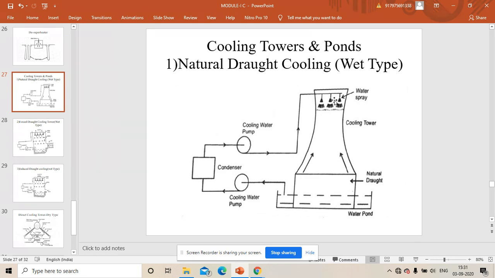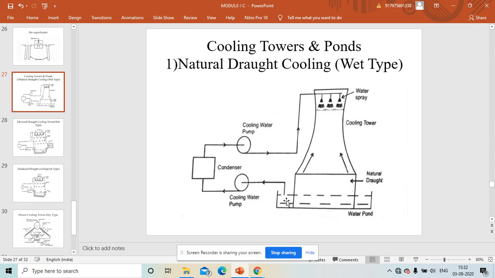And it is a direct type. They call it wet type because it is a direct type heat exchanger. Both the fluids directly come in contact with each other for the exchange of heat, so that's why it's called direct type, or wet type, or a mixed type heat exchanger. The whole thing is happening naturally, so that's why it's called a natural draft system.